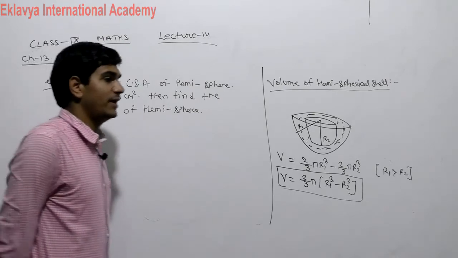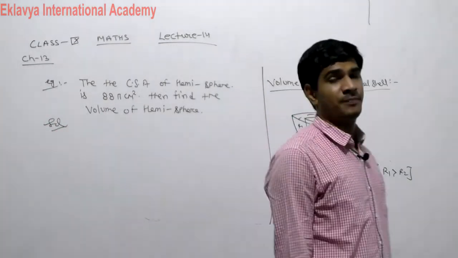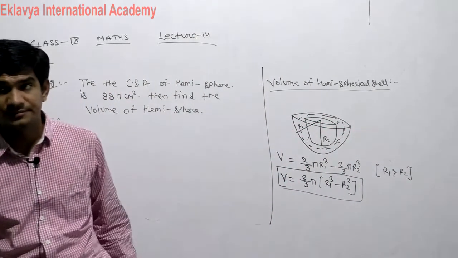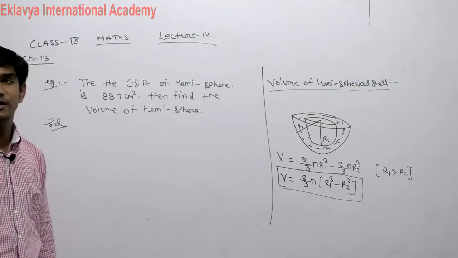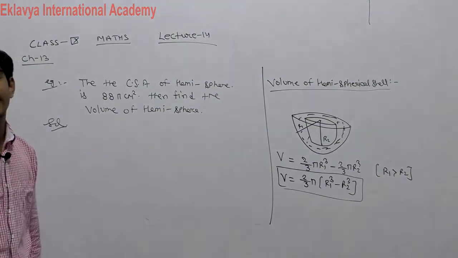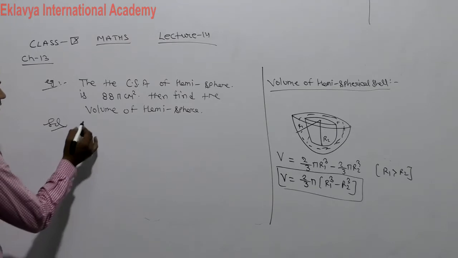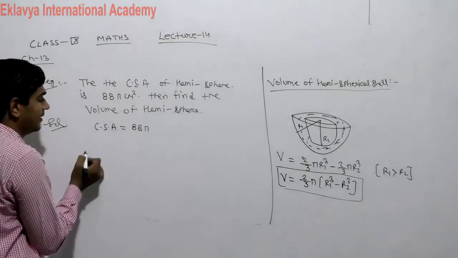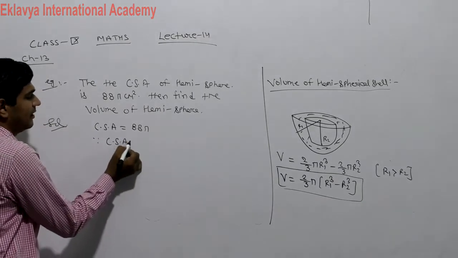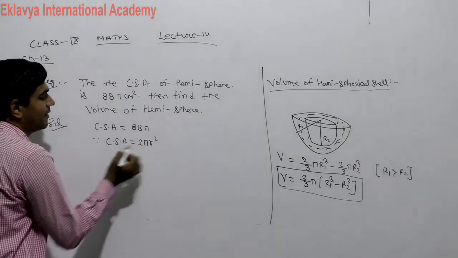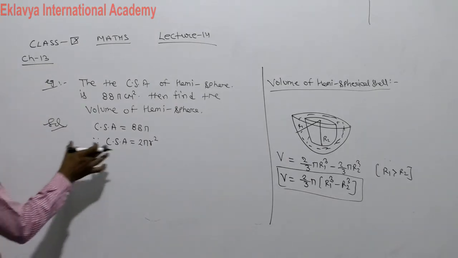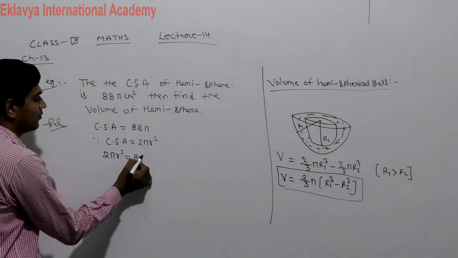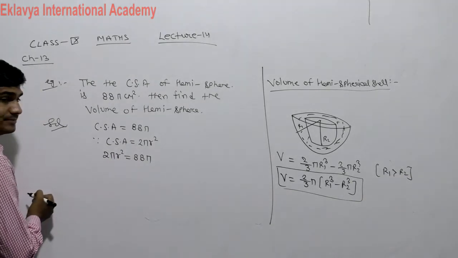So to calculate the volume of the hemisphere, firstly we will require the radius of the hemisphere. But here the radius of the hemisphere is not given. So first we will work out the radius of the hemisphere. So what is given to you here? CSA is 88 pi, but we know that CSA of a hemisphere is 2 pi r square, right? Now substitute: 2 pi r square is equal to 88 pi.